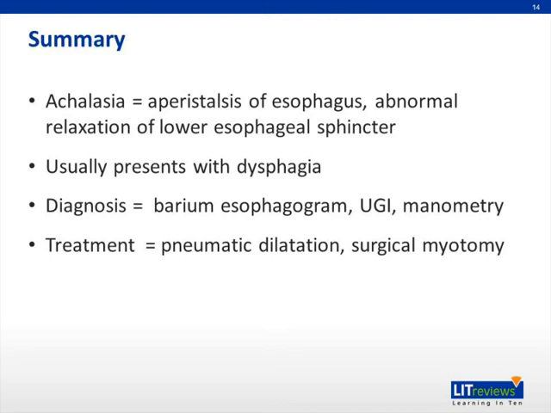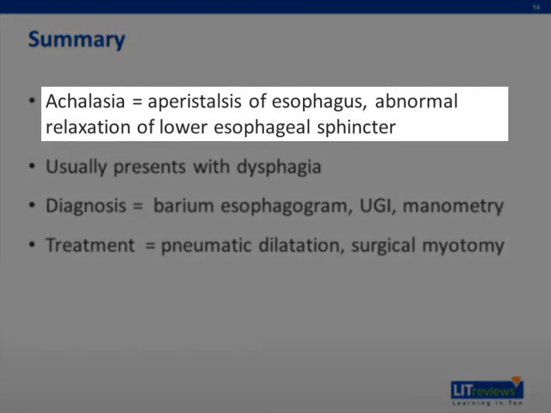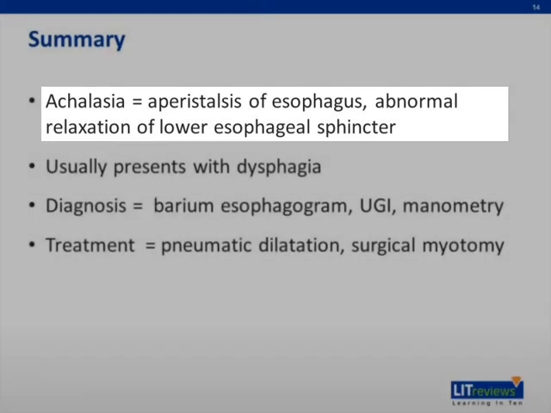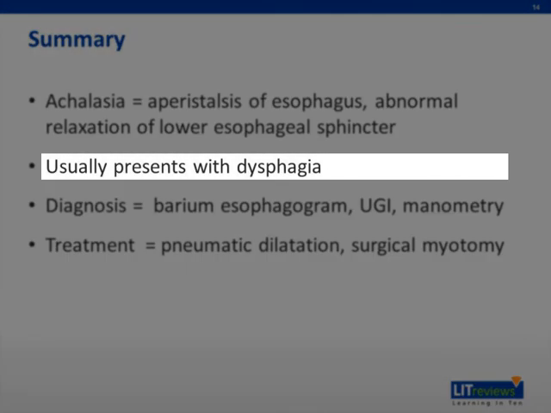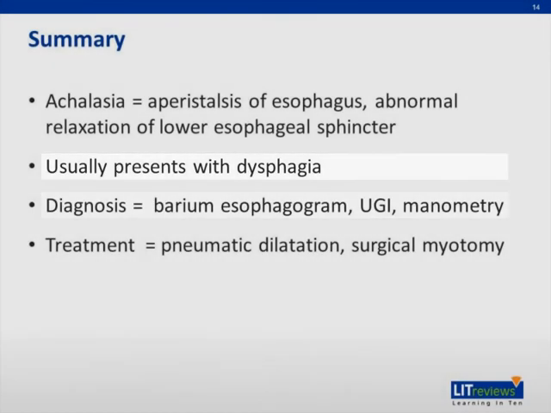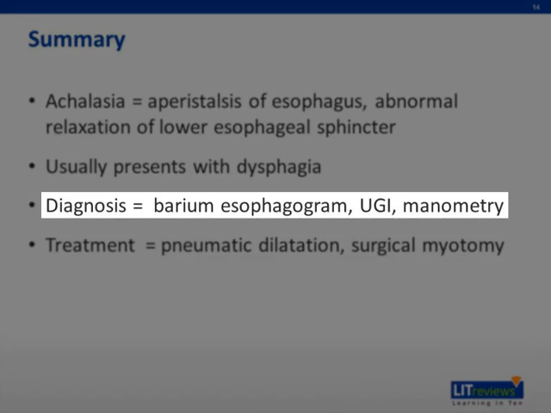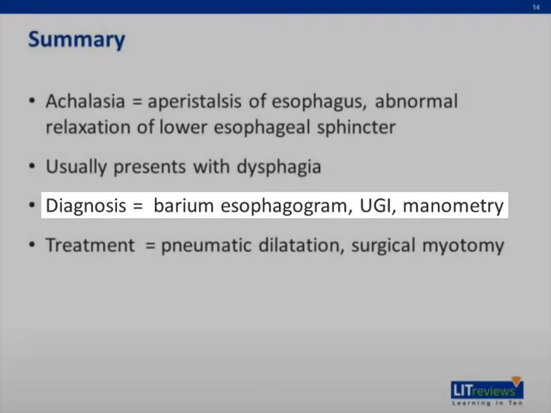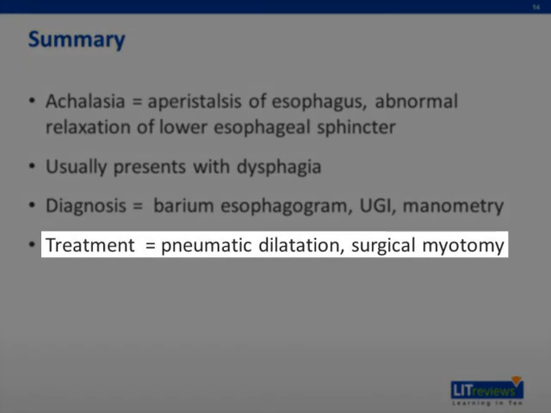In summary, achalasia refers to the aperistalsis of the esophagus and abnormal relaxation of the lower esophageal sphincter. Patients typically present with dysphagia. Diagnosis is performed with a barium esophagogram, upper GI endoscopy, and esophageal manometry. Treatment involves typically pneumatic dilatation or surgical myotomy, which can typically be performed through laparoscopic means.